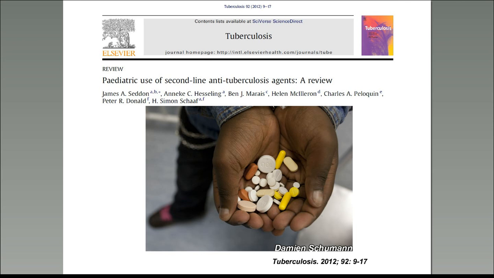Number one, this is difficult for children to tolerate. And number two, it's actually difficult to attribute different adverse effects to specific drugs, and this is clinically a challenge and also a challenge for research. As you can see, the citation on the page, this is a review of pediatric use of second-line anti-TB agents. It's a really extensive review of all these drugs in children, what is known, and I would encourage you to take a look at that.